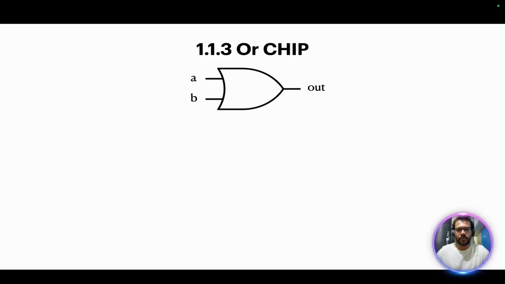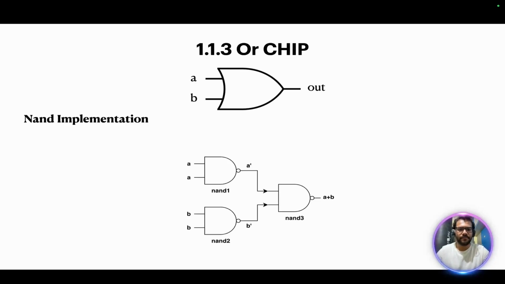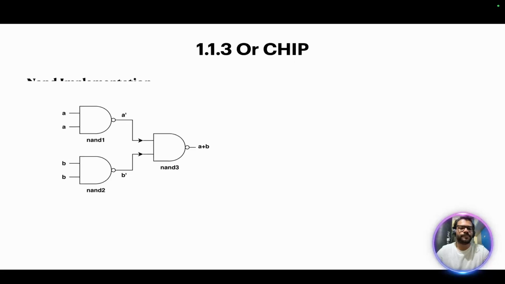Now let's look at the implementation using NAND only. So we need 3 chips here, 3 NAND chips. In NAND 1, you are passing A as input to both the pins. In NAND 2, B as input to both the pins, and use A dash and B dash as inputs to the third chip. Let's prove that this in fact gives you A plus B.